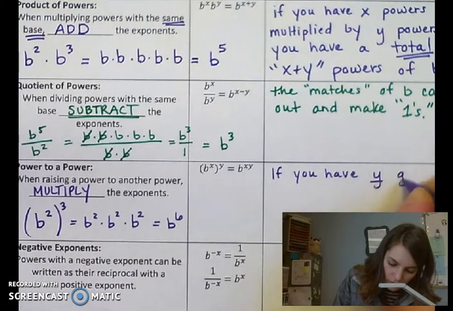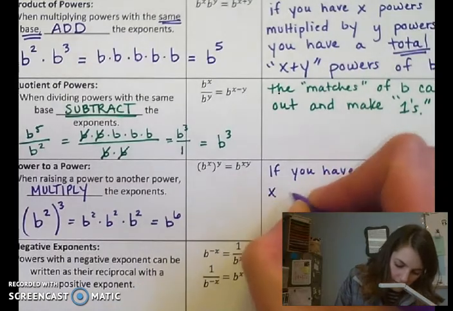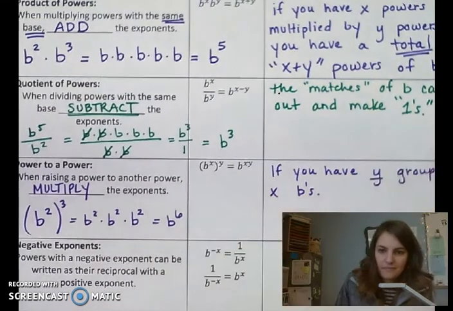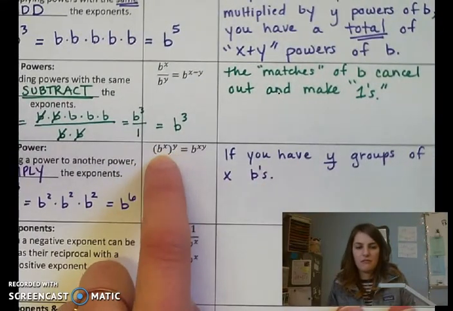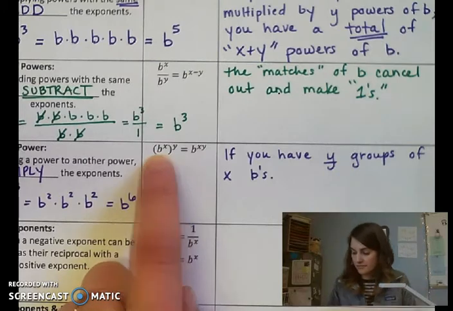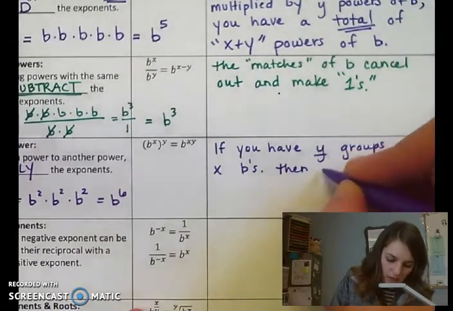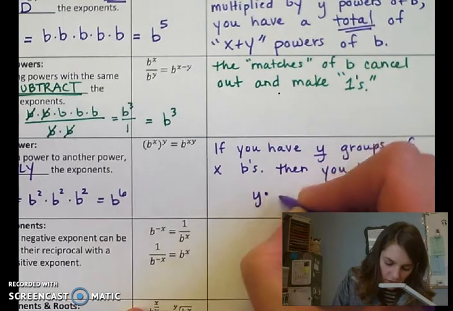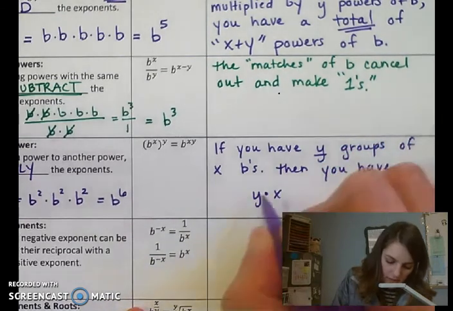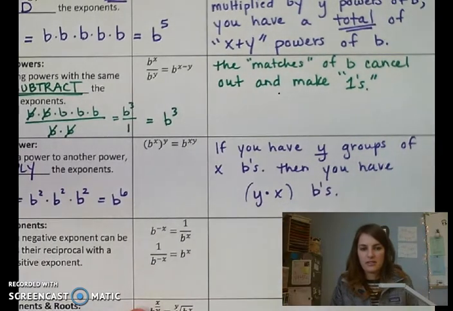So our explanation would be, if you have y groups of x b's, meaning y is how many groups of b to the x that you have, then we know when we count groups, then you have y multiplied by x. That's how many of those b factors that you would have.